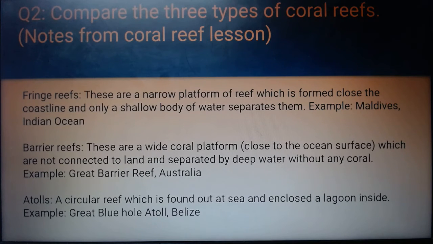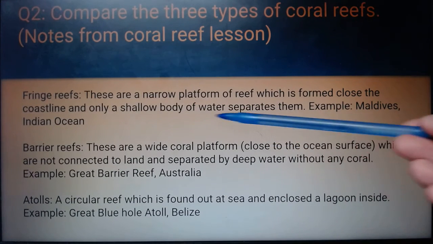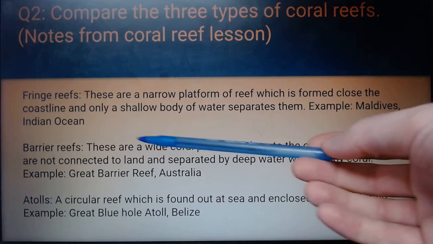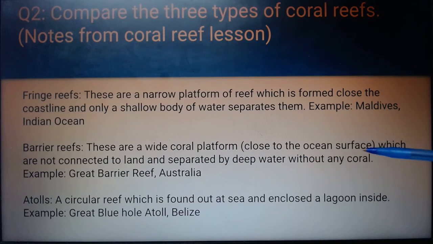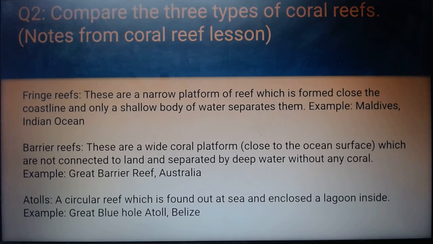Fringe reefs are a narrow platform of reef formed close to the coastline, only in shallow water. Only a shallow body of water separates them from the mainland. The barrier reef is a wide platform close to the ocean surface. It's not connected to the land, separated by deep water. So there's your differences, there's your comparison for those. And then you've got atolls at the bottom.